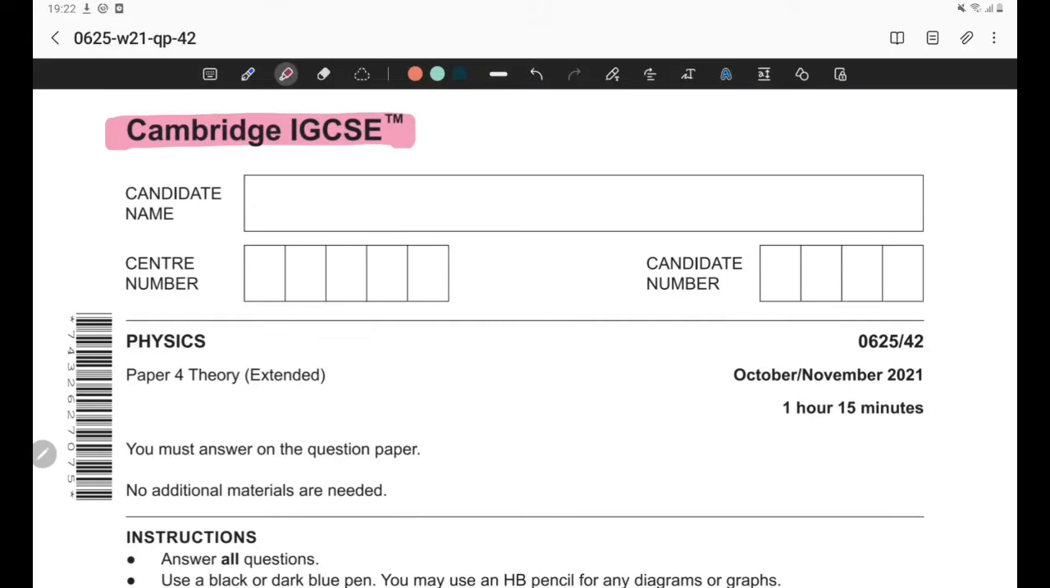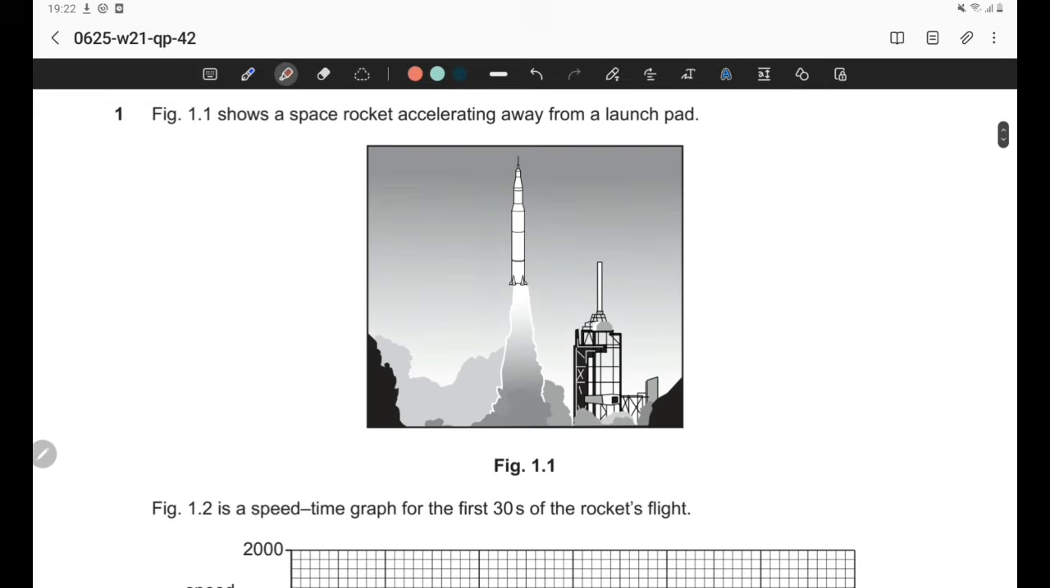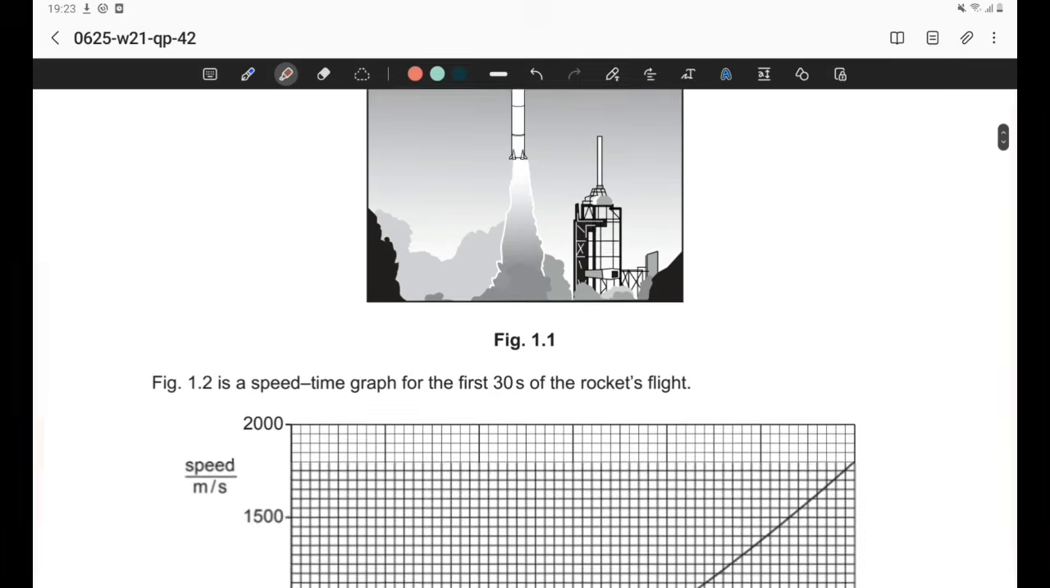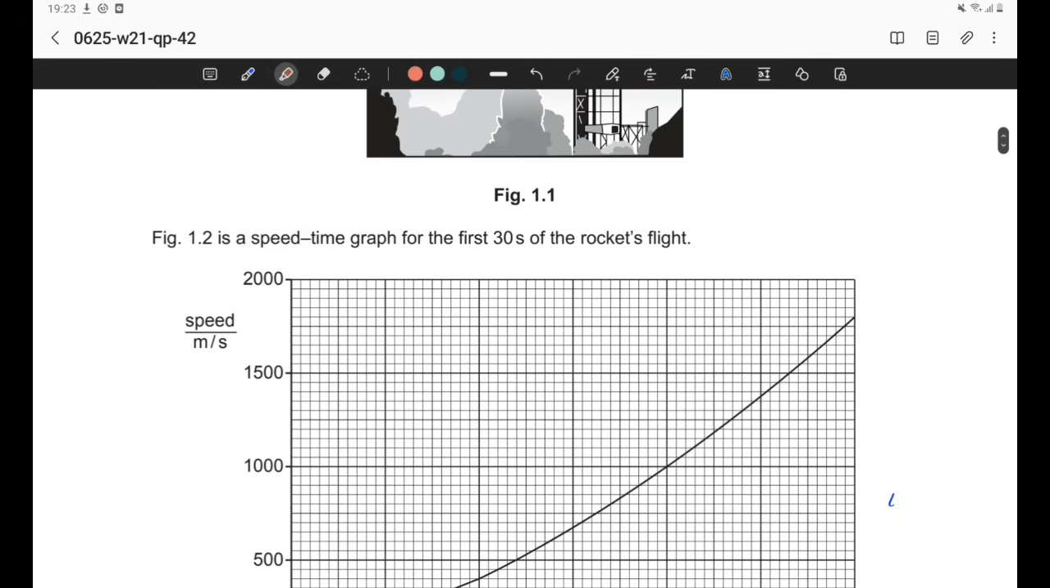Cambridge IGCSE, October-November 2021, Physics Paper 42. Question 1. Figure 1.1 shows a space rocket accelerating away from a launch pad. Figure 1.2 shows the speed time graph for the first 30 seconds of the rocket's flight.